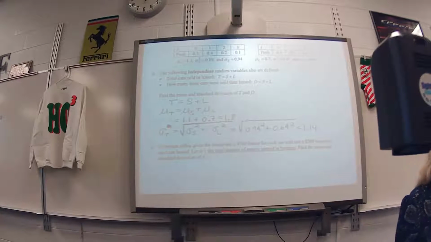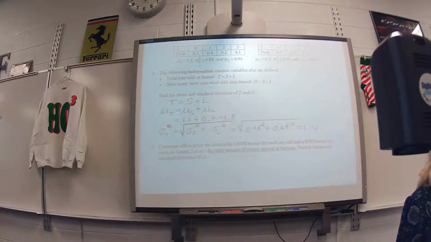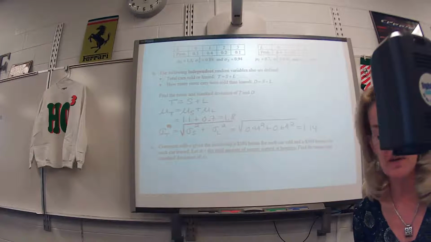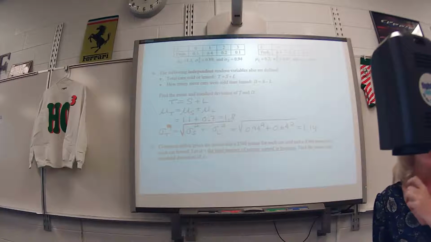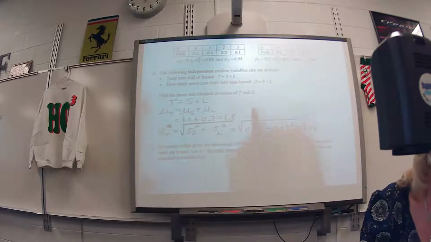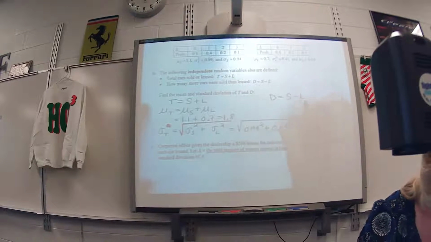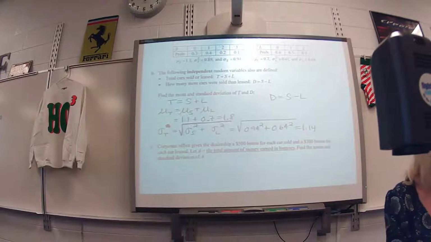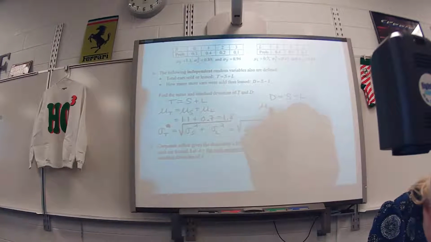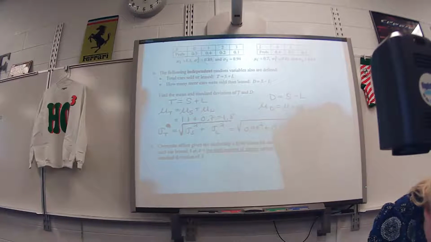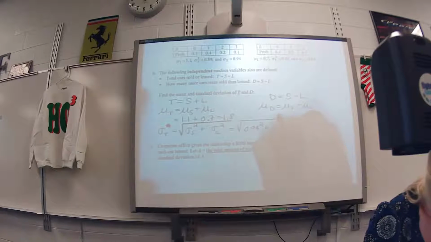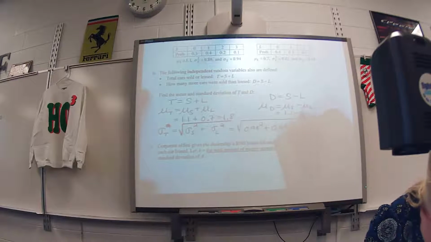And you can interpret it the same way. If one day is randomly selected, we would expect that the number of cars that were either sold or leased would vary from the mean by about 1.14. Now for subtraction, for D equals S minus L is what I defined it. And once again, for the mean, you can do exactly what feels right. If you want the mu for D, you can take the mu for S and subtract the mu for L, which would end up being 1.1 minus 0.7, which would be 0.4.